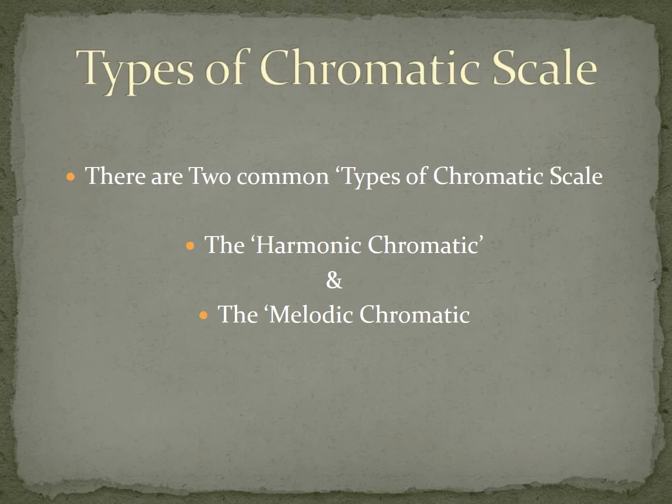Now, if you follow the lesson that I did for you for minor scales, you will note that we had 3 different types of minor scale. Well, there are also, when doing chromatic scales, 2 different types of chromatic scale. There's one that's called the harmonic chromatic and the other that's called the melodic chromatic.